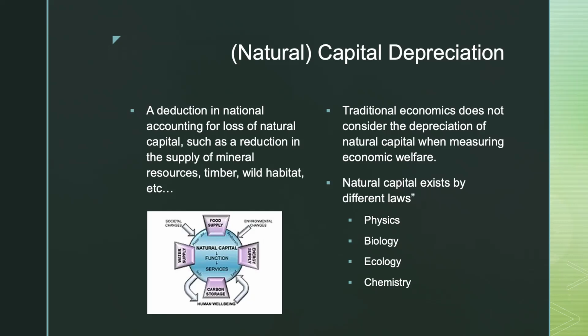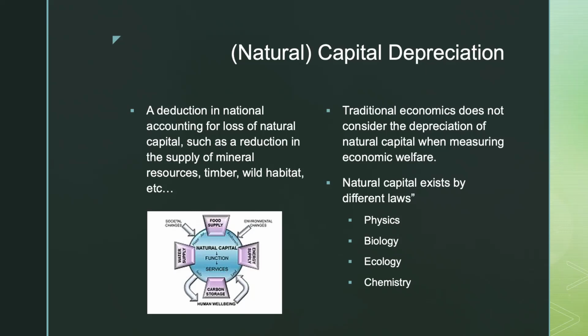This is a concept called natural capital depreciation. You may have heard about capital depreciation in any of your business or accounting classes. Traditional economics does not consider the depreciation of natural capital when measuring economic welfare. Natural capital depreciation is this deduction in national accounting that would be taking into account the loss of natural capital. This would be a reduction in the supply of resources, such as mineral resources, timber, wild habitat, things like that. All of the functions that natural capital serves for our economy, supplying us with food, water, energy, and carbon storage.